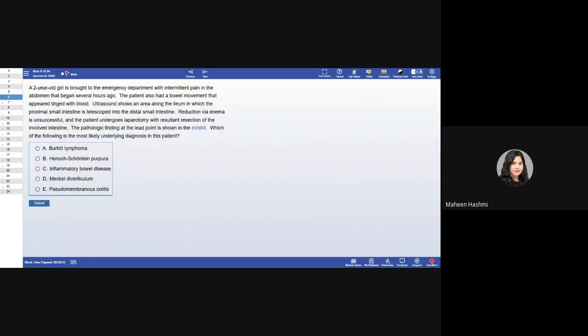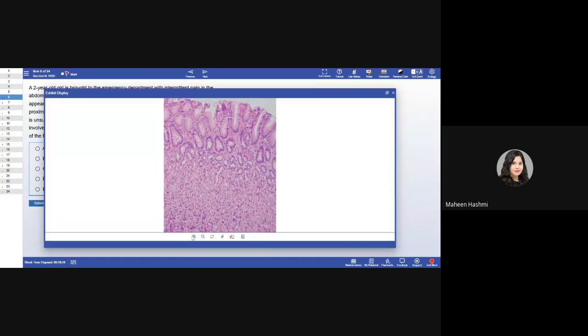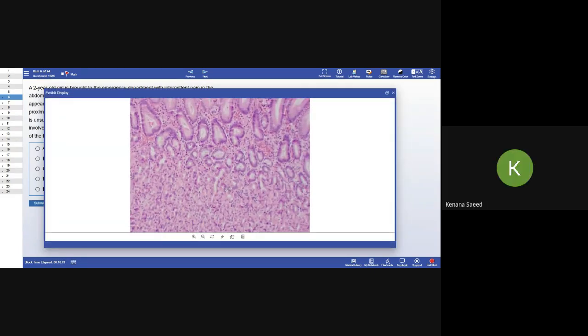The pathological finding at the lead point is shown in this. All right. What's this? Stomach.